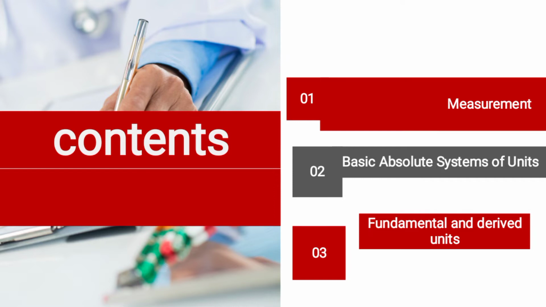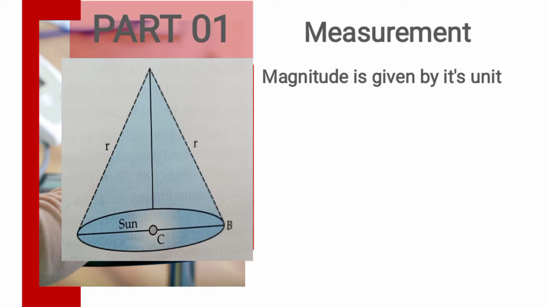Here are the contents of my measurement lecture: basic absolute system of units, fundamental and derived units. And here is the first topic of our today's lecture, which is measurement. We have read this topic in 12th also. So measurement is given by its unit. Measurement means magnitude of any unit.